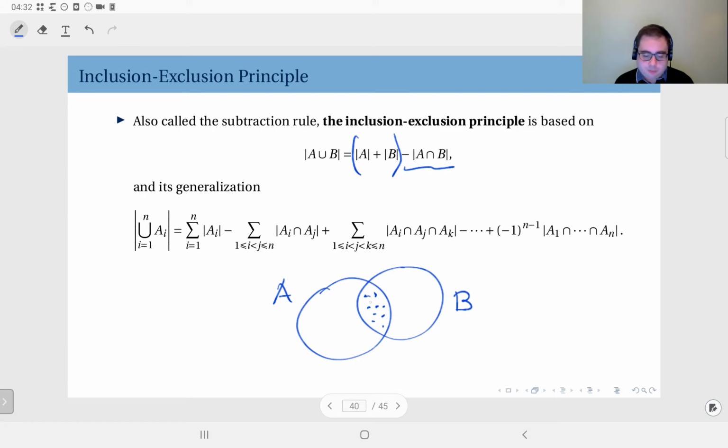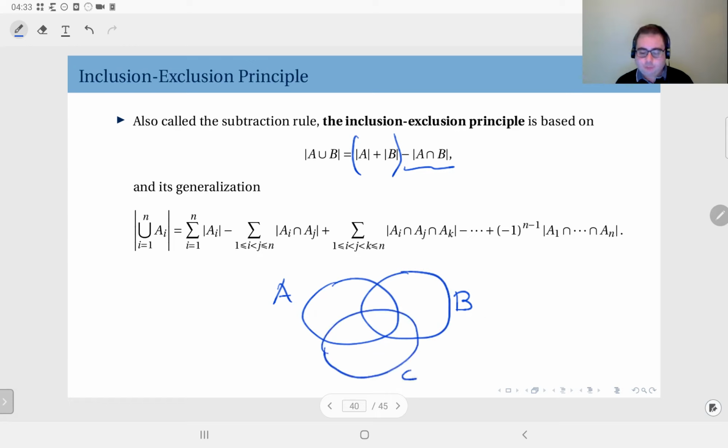Of course, if you have more than two, let's say you have another one, C here. Now what happens here is when you add the cardinalities of A, B, and C, now these are okay, these are counted once, and the intersections here are counted twice. So to account for that, you subtract them. Subtract the intersections.